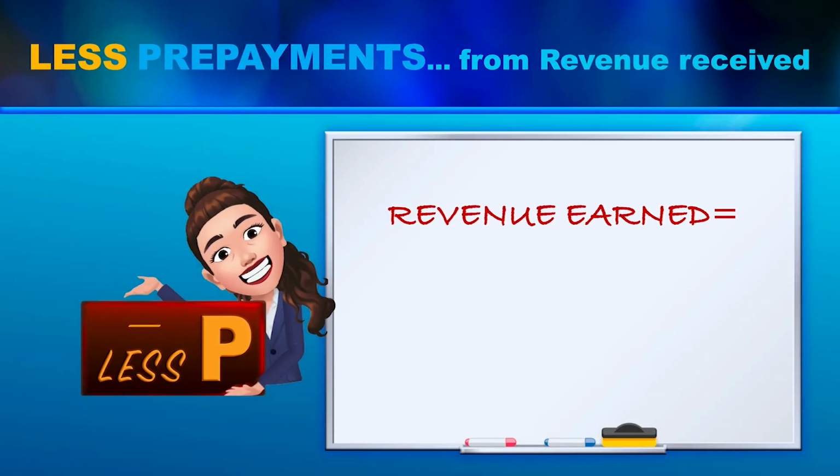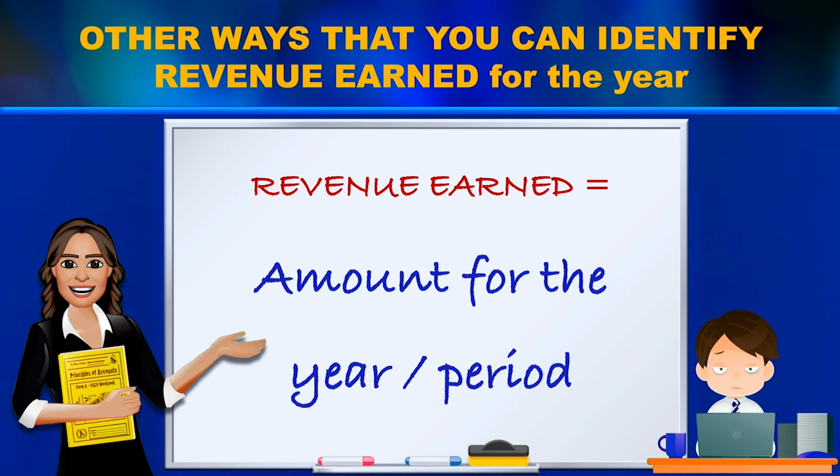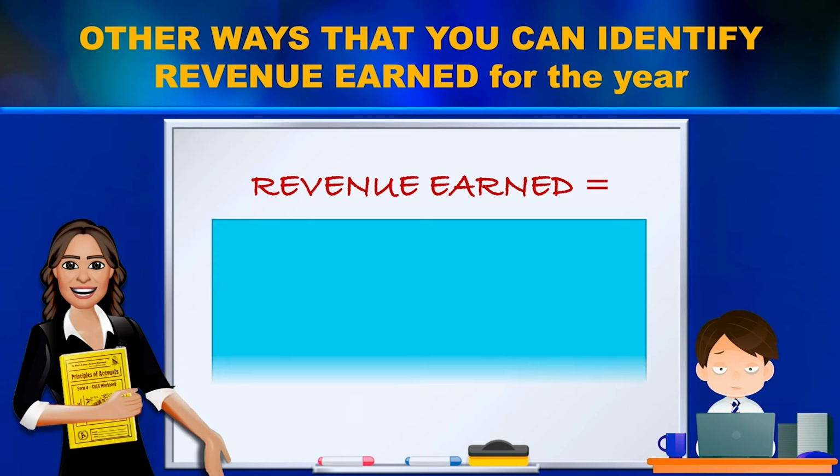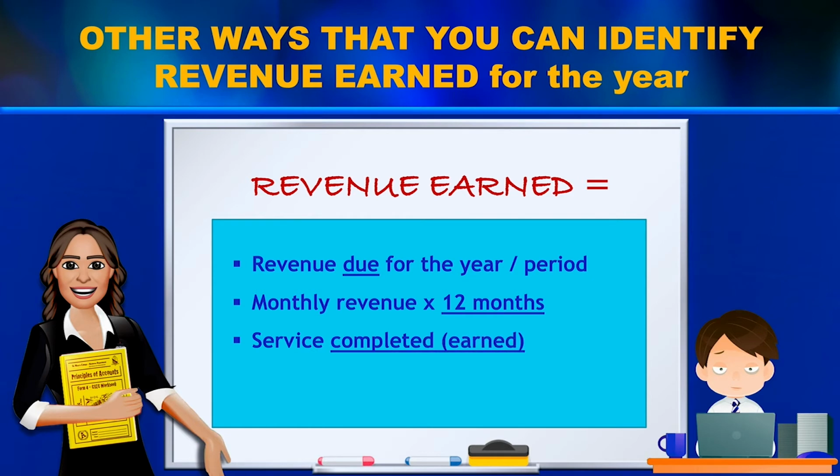And if it's a prepayment, to find the revenue earned, you just less the prepayment. So revenue due for the year or the period, they tell you that is the amount that goes in the income statement. If they tell you a monthly revenue, it will be multiplied by 12 to get the annual amount or the yearly amount. Or they might tell you how much was completed or earned. That is the amount that will go in the income statement.